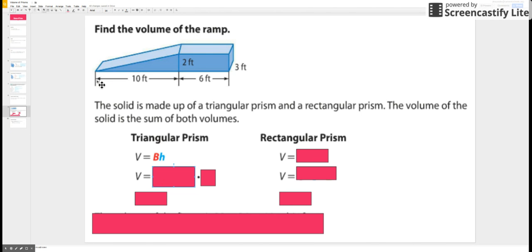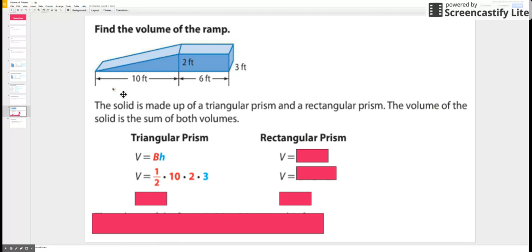So it would be 1/2 times 10 times 2, okay? And now your height of the actual prism itself, so the height of this whole thing, is actually considered 3, because we're talking about the height of the whole prism, not just the height of the triangle. Okay, this is the height of the triangle. That's not the height of the whole thing.